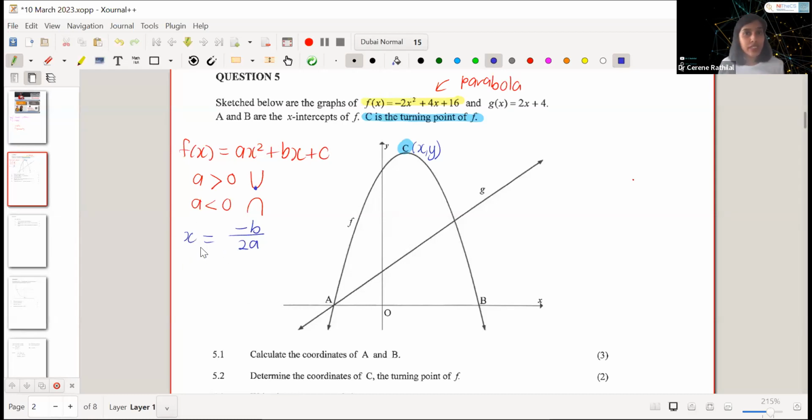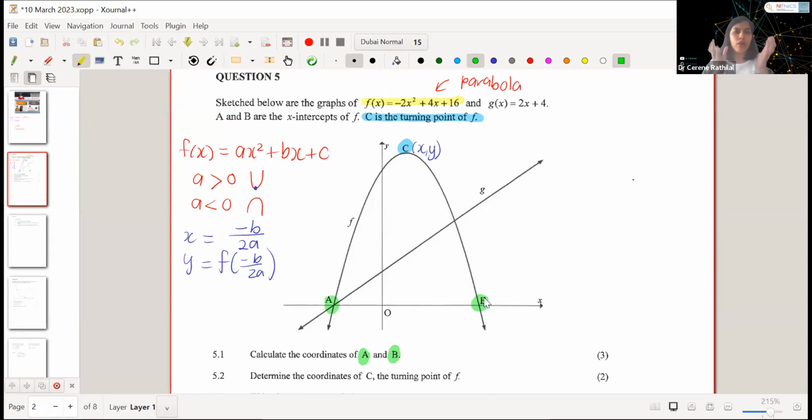We've got the x coordinate for the turning point. So naturally, if I wanted the y coordinate, then I would need to calculate f of minus b over 2a, and that would give me the corresponding value. Those are some important things for us to note. Let's now look at the question. The question says, calculate the coordinates of A and B. That is what we're required to do. So I need A and I need B. Where is A? Here's A, and located on the diagram, there is B.